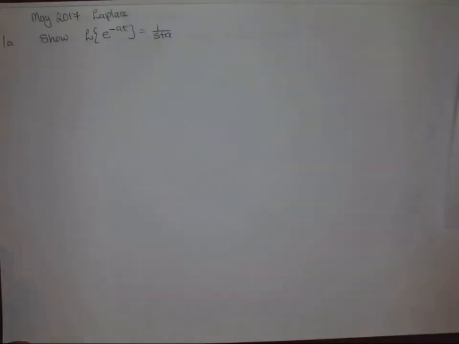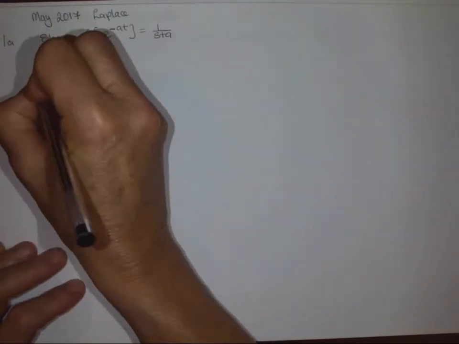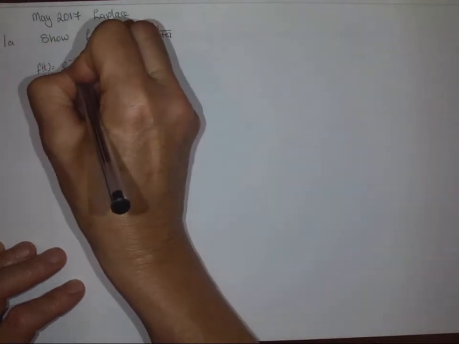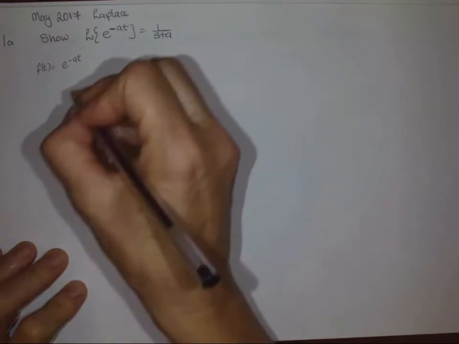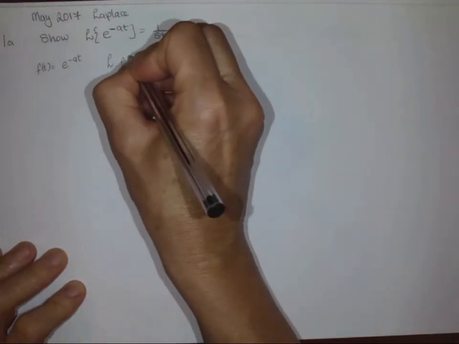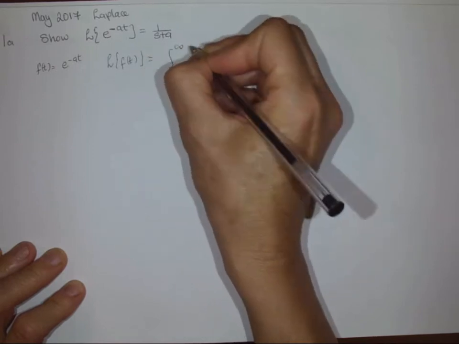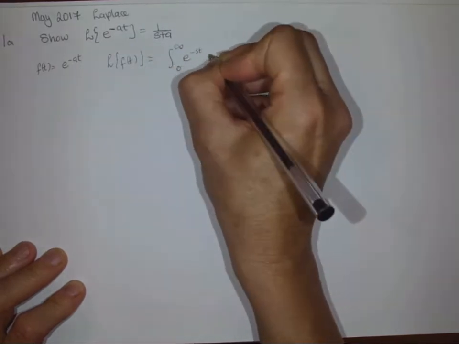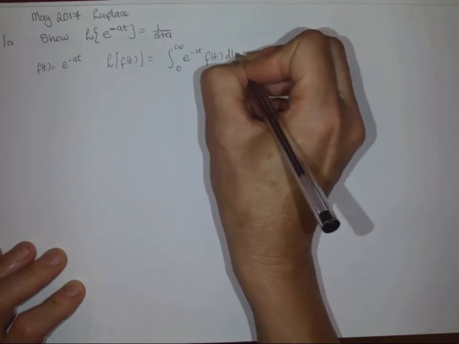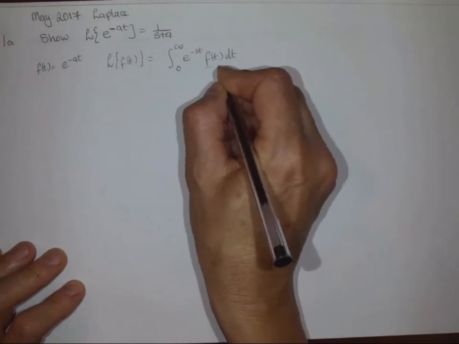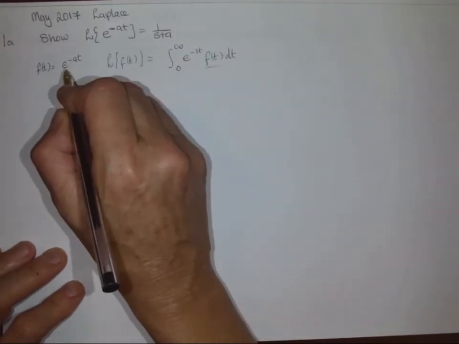So now part 1. Show that the Laplace transform of e to the minus at is equal to 1 over s plus a. So we have a function f of t which is equal to e to the minus at. And if we have to do a Laplace transform on that function f of t, we have to integrate between 0 and infinity e to the minus st times that function dt. That is your standard Laplace integration. Okay, so in this case f of t is e to the minus at.